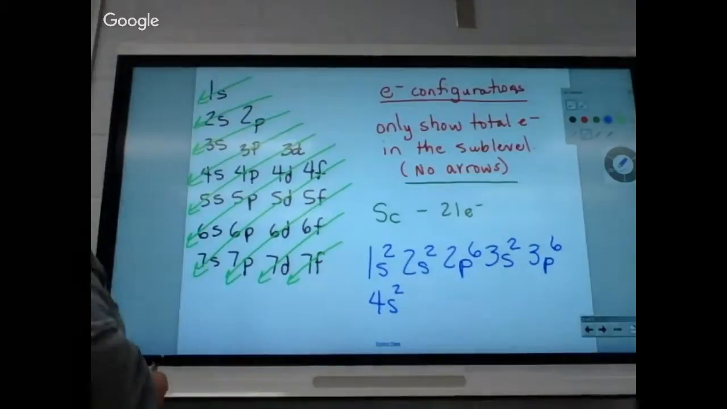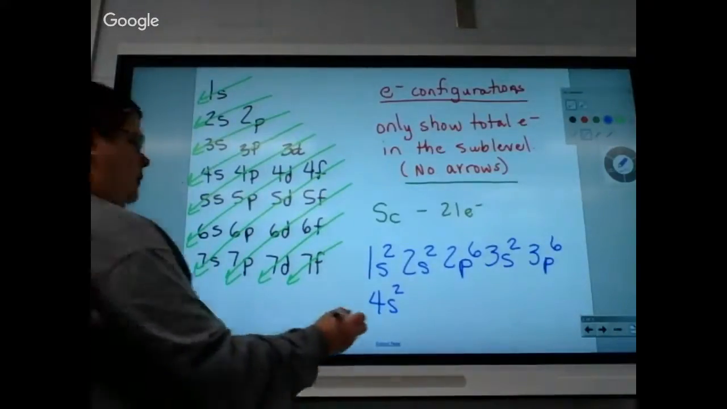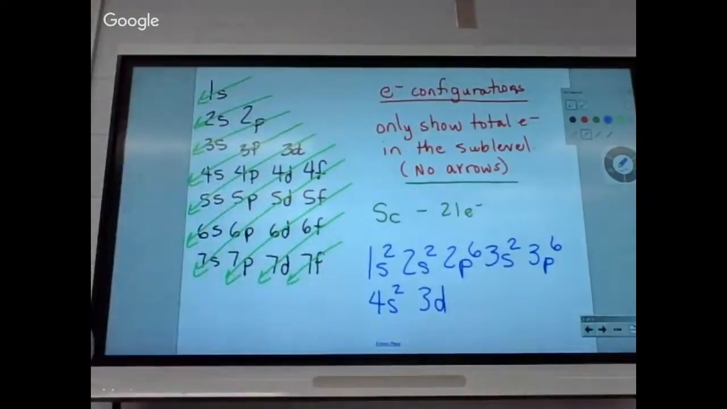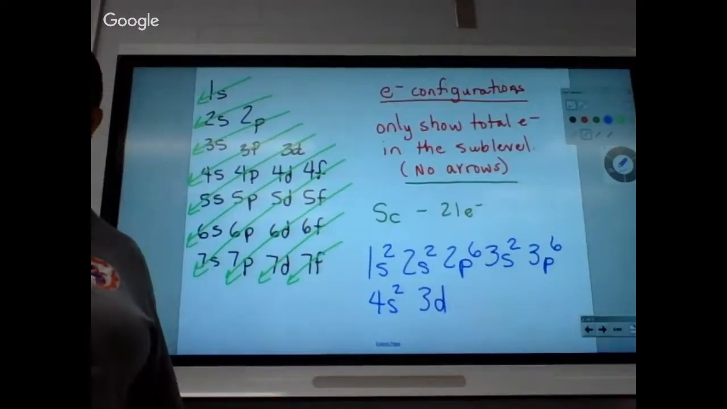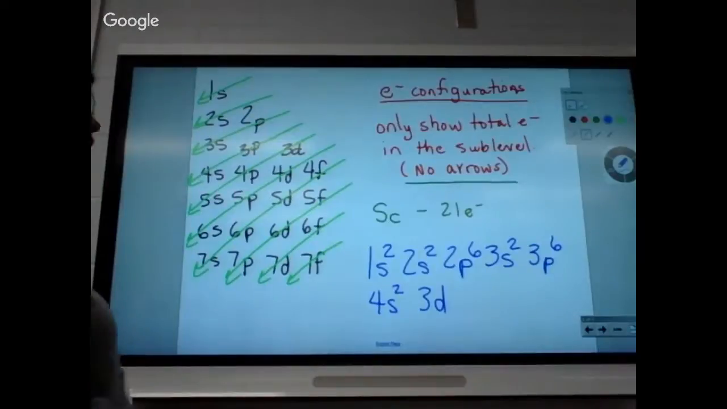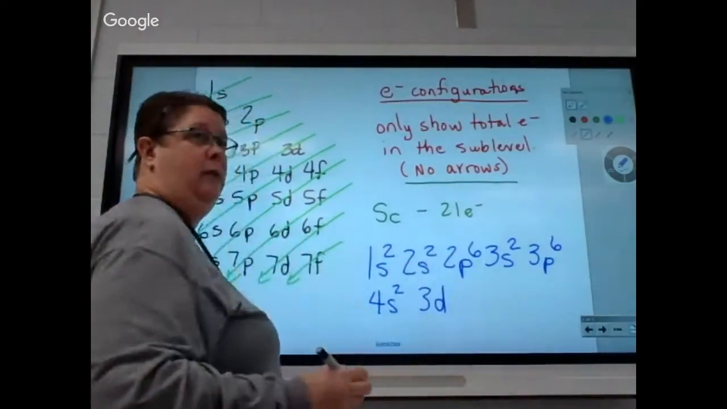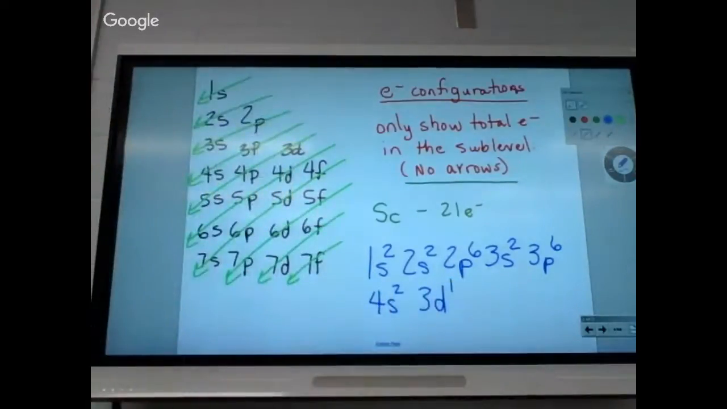All right. After 4S, we have what? 3D. Okay. Now D can hold how many? Can hold 10. But 20 plus 10 puts us at what? 30. We don't want 30. We only want 21. So if we have 20 and we want 21, we're going to write 3D 1 because 20 plus 1 gives me 21. That's an electron configuration.